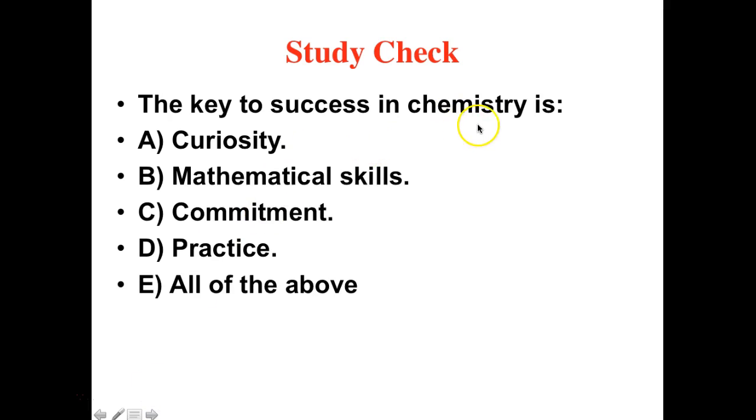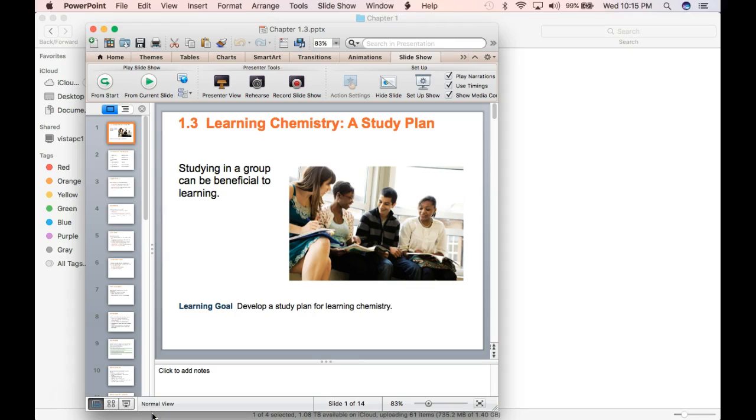The key to success in chemistry is curiosity, mathematical skills, commitment, practice. I think all of the above. You have to have all of the above to be successful. And that's the end of this section.